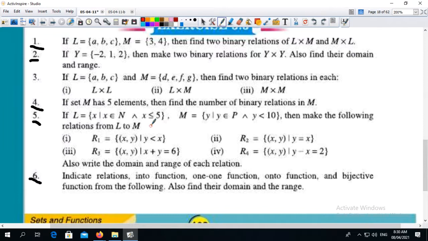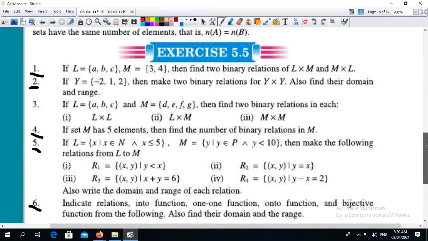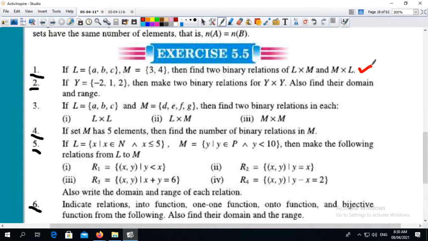Assalamualaikum students. Last time we discussed exercise 5.5 question number 1. Now I start question number 2. If Y equals {-2, 1, 2}, then make two binary relations on Y cross Y. Also find the domain and range.